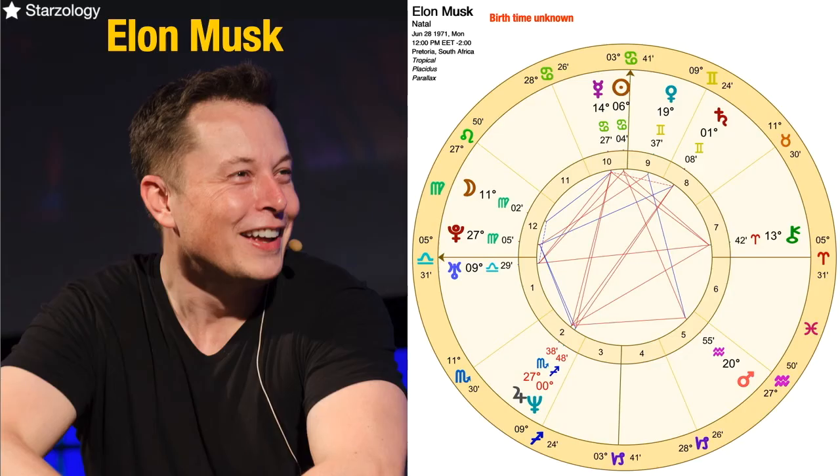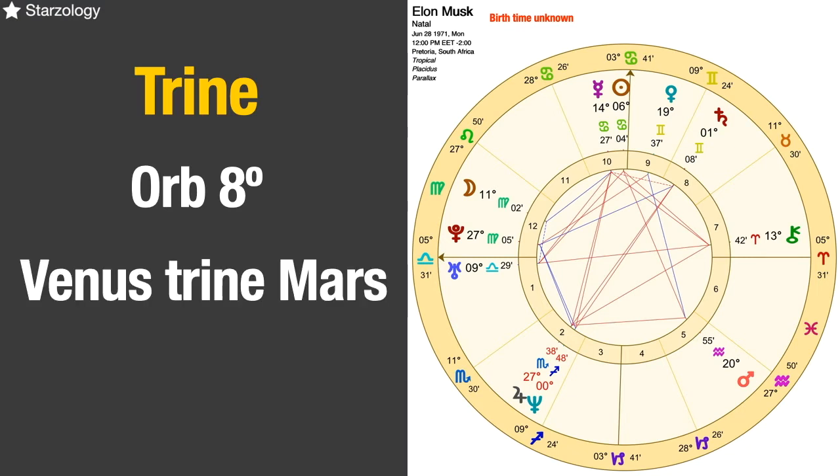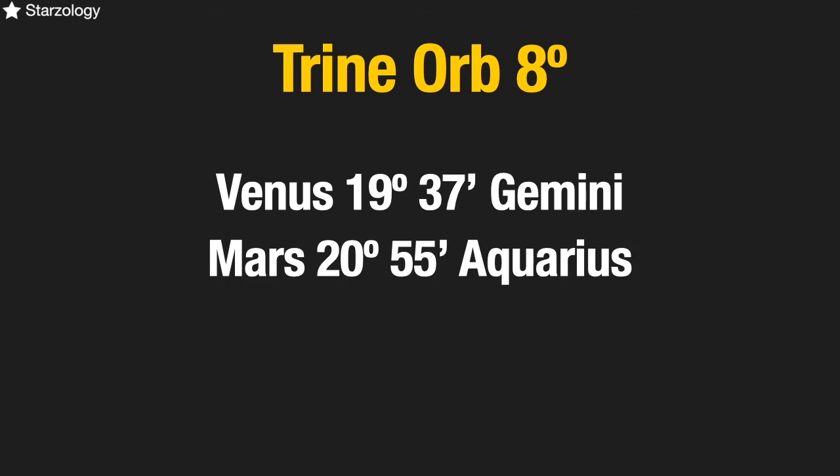Again, going back to his chart, let's pick up a couple of planets that may be in trine. Our orb is 8 degrees. So let's say, is Venus trine Mars? There's Venus, there's Mars. Let's take a closer look at their numbers. Venus is at 19 degrees 37 Gemini. Mars is at 20 degrees 55 Aquarius. We want to know the difference from the 120, and the orb there is 1 degree 18 minutes. That is the orb that there is. So yes, Venus is trine Mars.